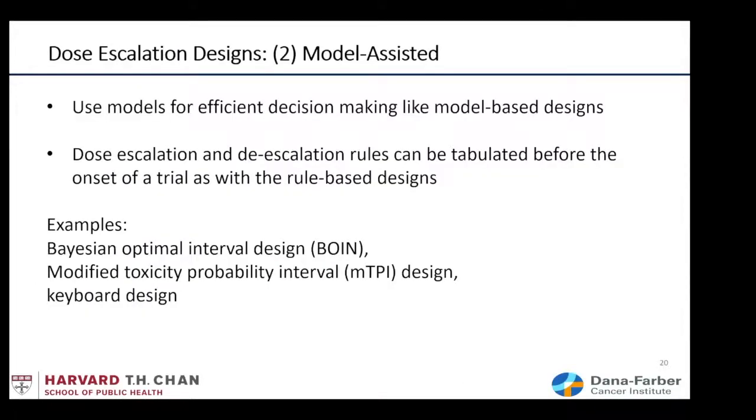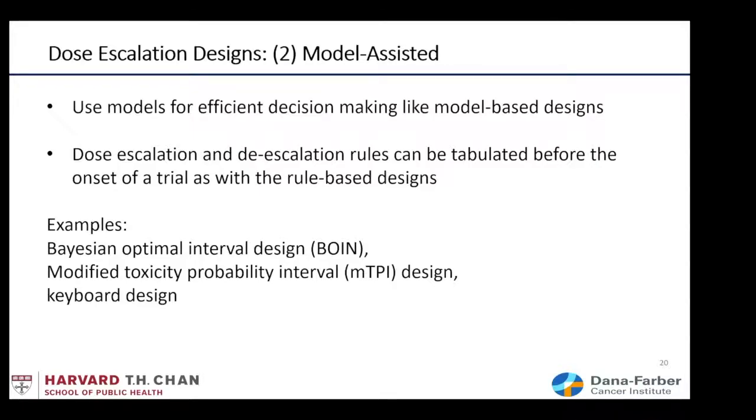Okay, and so the next one, this new class, I myself like quite a bit. As I said before, the model-based design is a little bit too complicated, even for me to explain to my physician collaborators. Those designs are hard to understand, even for statisticians; we need sufficient knowledge and we have to use statistical software to do the design.